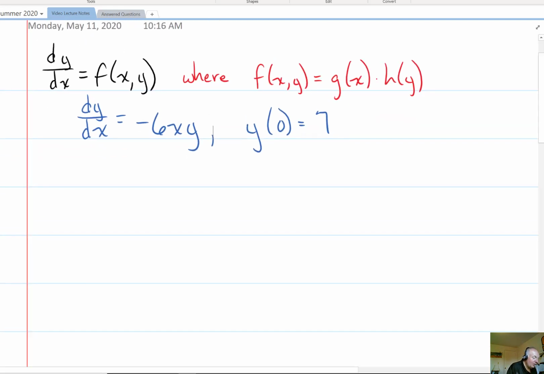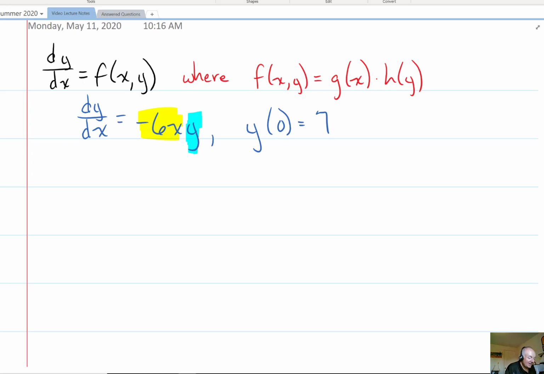All right, so if we look at our f of x, y, we notice that we can break it up into two pieces, right? Just like is required. We can break it up into a function of x times a function of y, right? So we can kind of separate those into two factors. And it doesn't matter where we put the -6. If we put it with the x or the y, it does not matter. All right, so because we can do that, we can solve this using separation of variables.